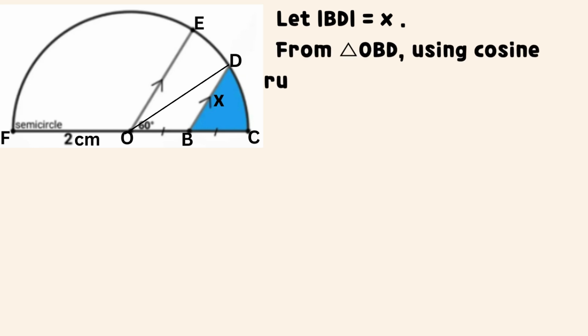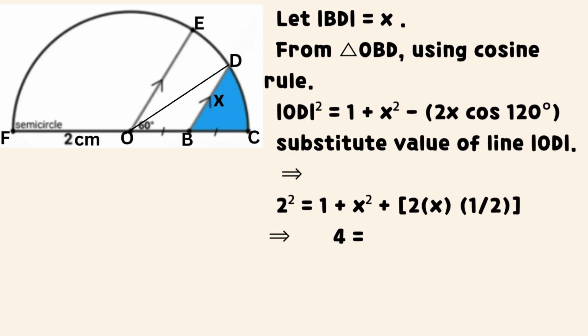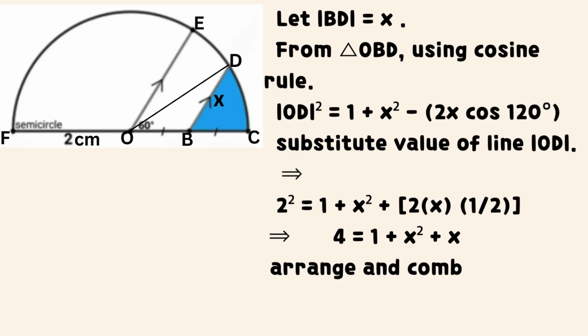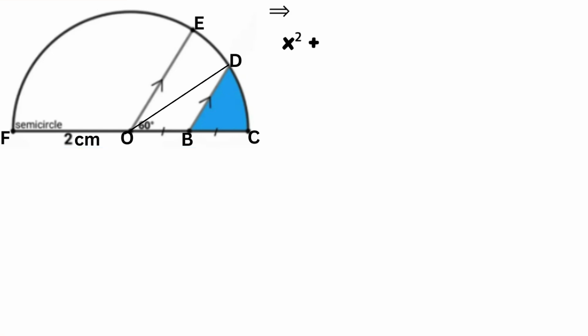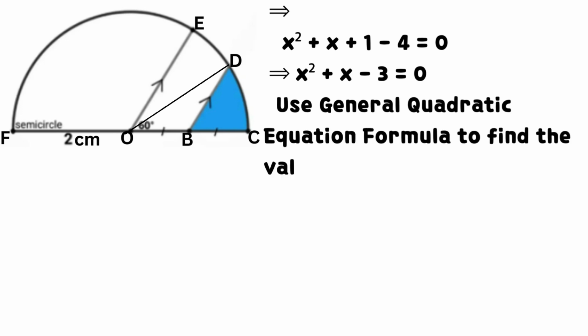Let BD equal x. From triangle OBD, using cosine rule, we obtain an equation for the square of line OD as shown on the screen. Substitute values of the square of line OD. Simplify the equation and we have that 4 equals the sum of 1, the square of x and x. Arrange terms on one side of the equation and combine like terms. It implies that the sum of the square of x, x and negative 3 equals 0.